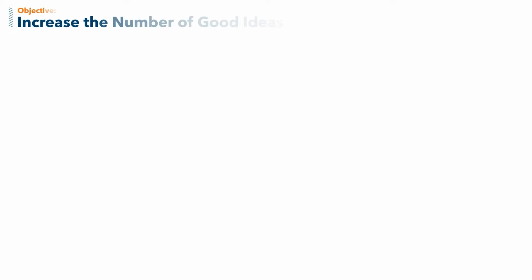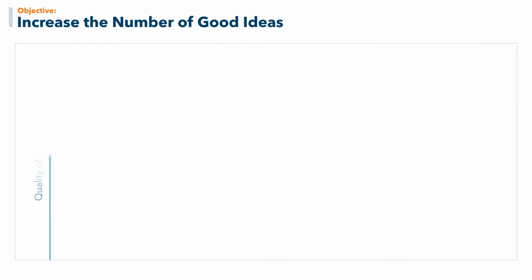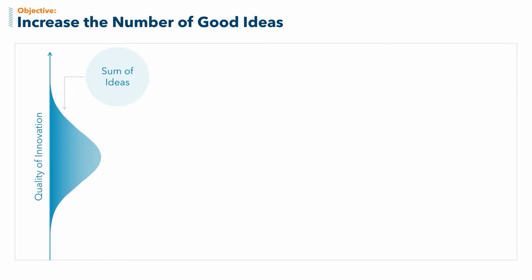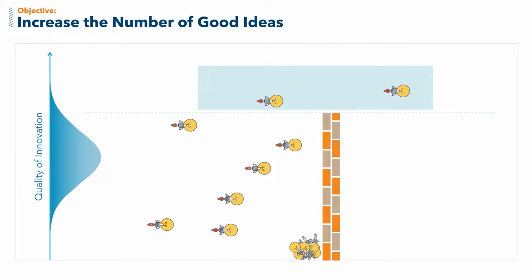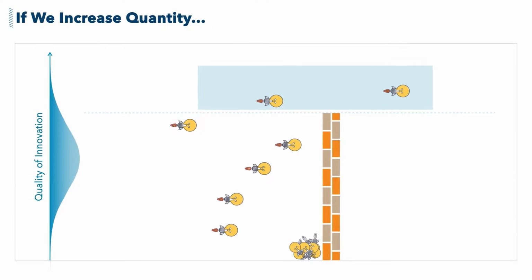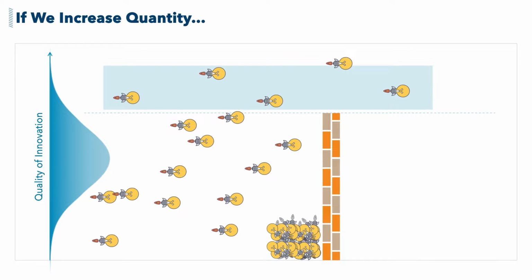Like most innovators, your objective is likely to increase the number of good ideas when holding a creative session. All the ideas can be placed on a normal curve. On the bottom end of the curve are the low potential ideas, while the top end features the ideas with the highest potential. So how would you increase the number of good ideas? First, you could simply increase the quantity of ideas. Statistically, having a greater number of ideas will provide more good ideas with higher potential.